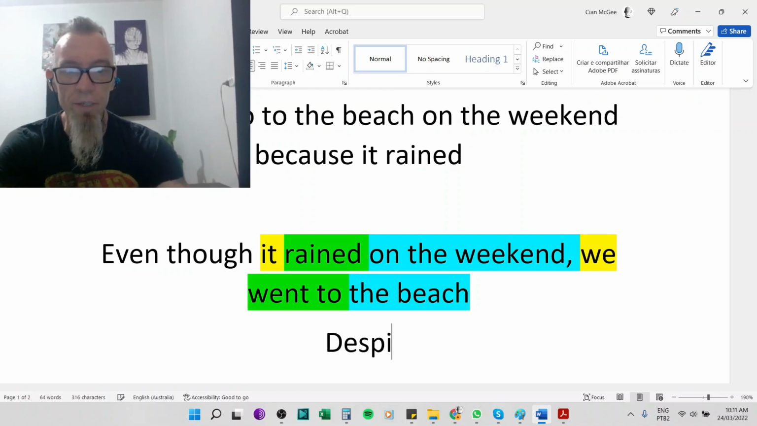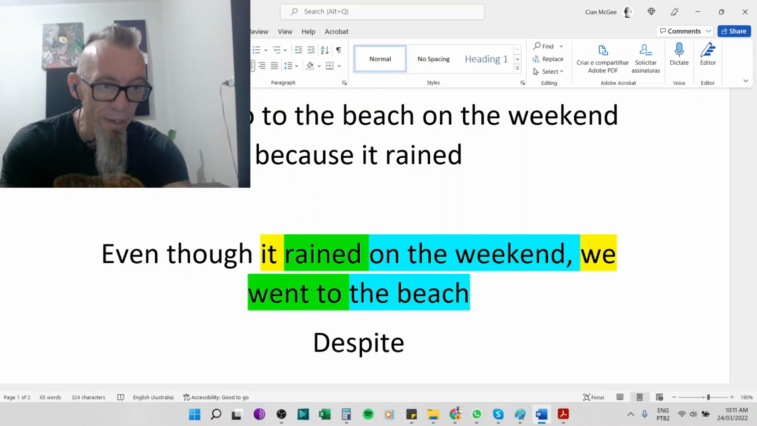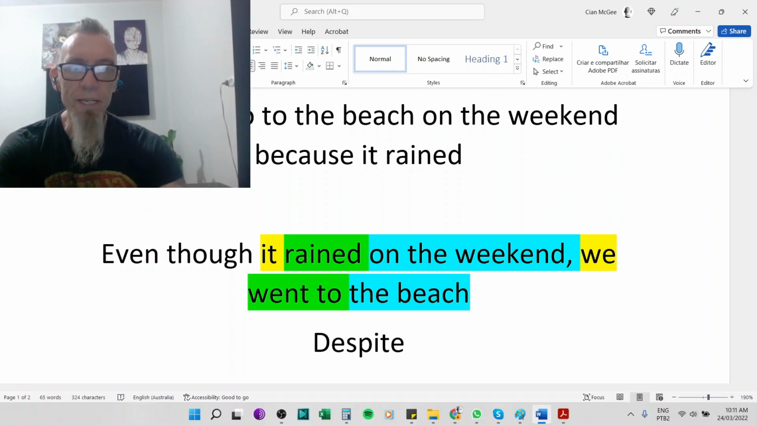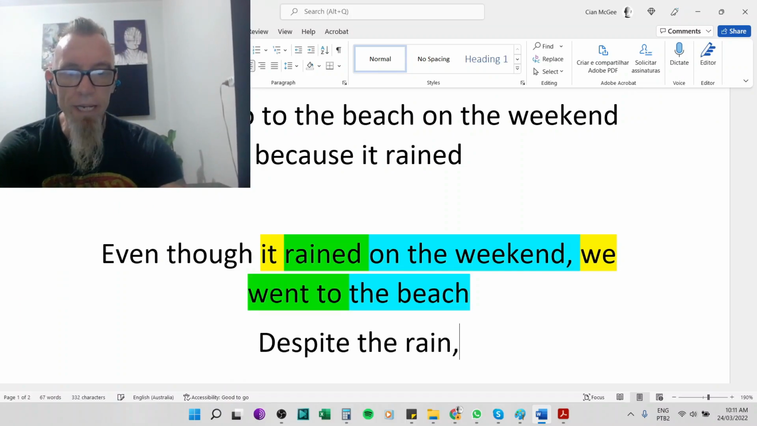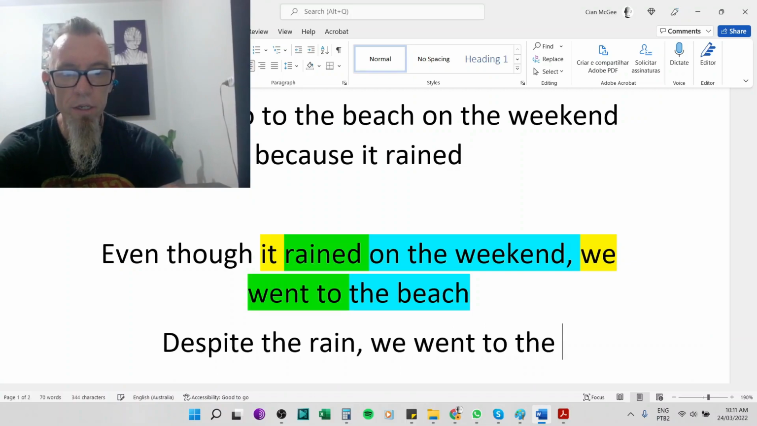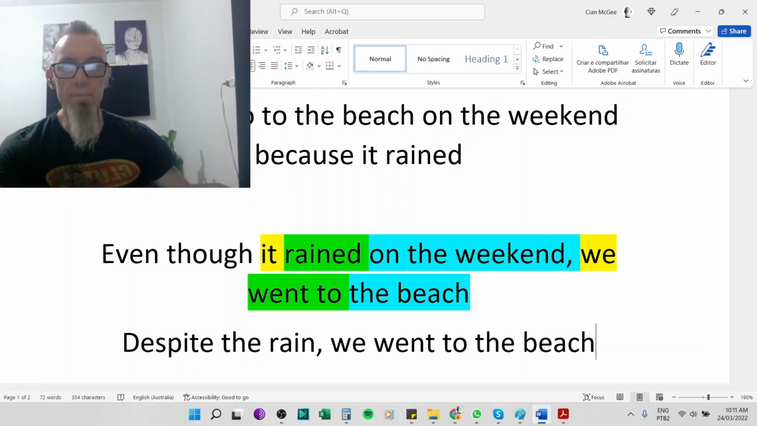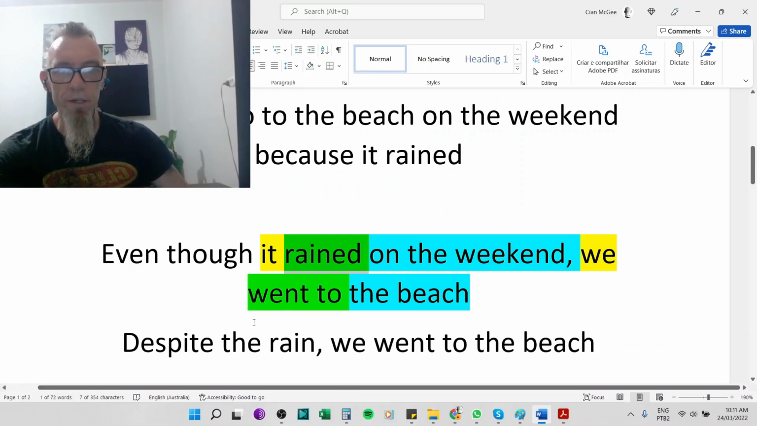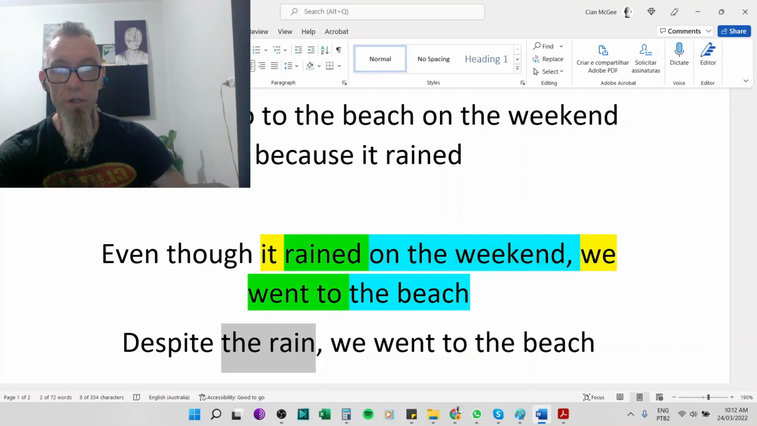Let's look at then how we do this with "despite." So instead of saying, "even though it rained on the weekend, we went to the beach," I say, "despite the rain, we went to the beach." Why? With "despite," we don't have a subject, first of all. We don't have a verb. We only have an object. That's it. Despite the rain, we went to the beach.